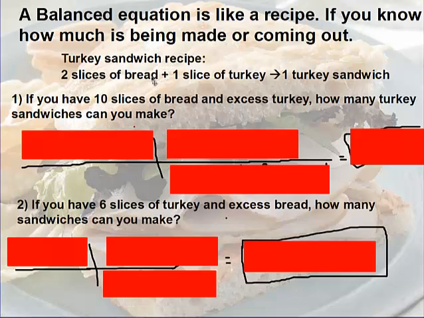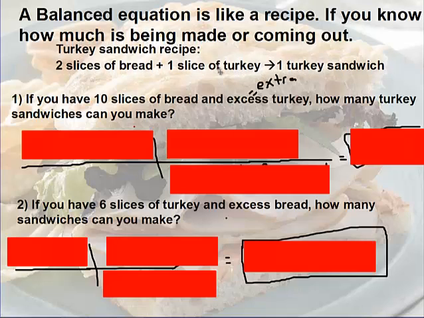2 slices of bread plus 1 slice of turkey is going to equal 1 turkey sandwich. So if we have 10 slices of bread and excess turkey, anytime we see excess, that's going to mean that we have extra. So how many turkey sandwiches can we make?